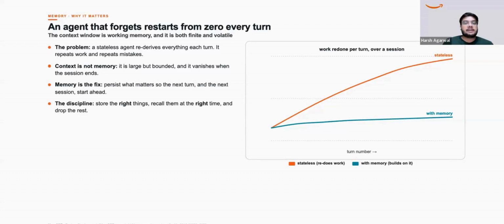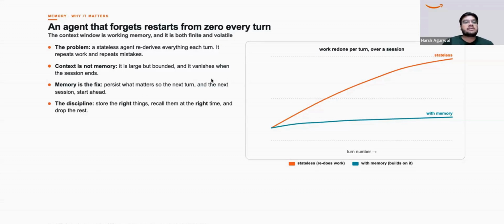Now, an important distinction that people get wrong is that context window is not memory. Yes, it's large, but it's bounded and it's going to fill up and it's going to vanish the moment the session ends. Real memory means persisting what matters so that the next turn or even the next session starts ahead instead of starting from scratch. And the whole discipline of memory is three verbs: store the right things, recall them at the right time, and drop the rest.